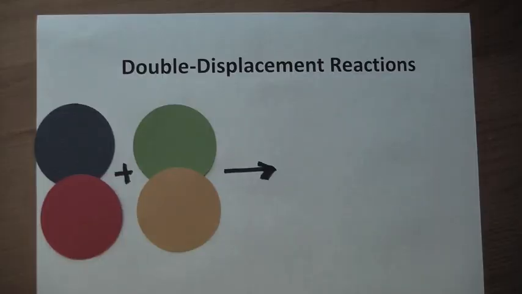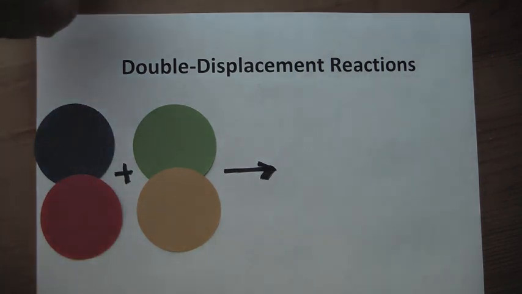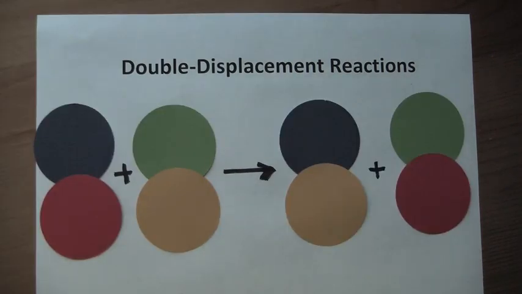In a double displacement reaction, 2 compounds actually exchange partners. This reaction occurs if a precipitate forms, which is a solid, or if an insoluble gas forms, which you can notice by bubbles, or if a stable molecule like water forms.